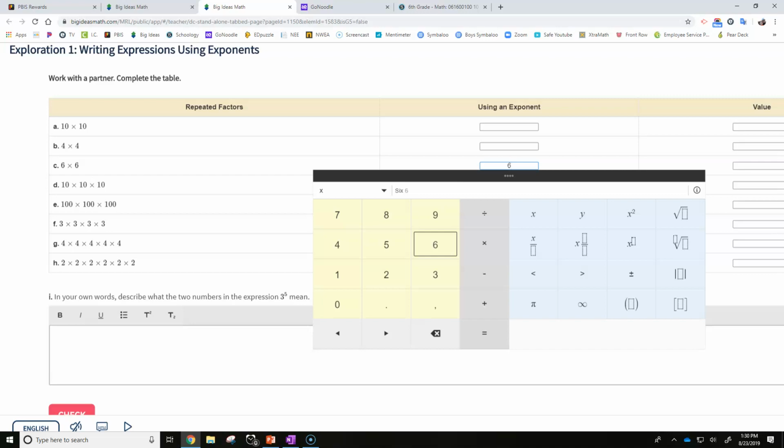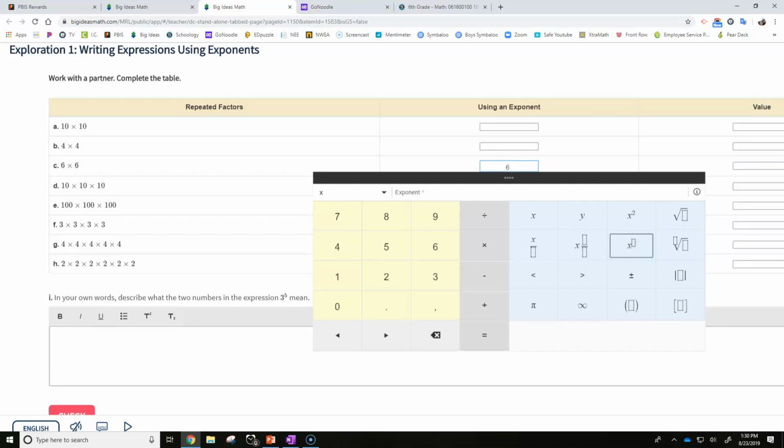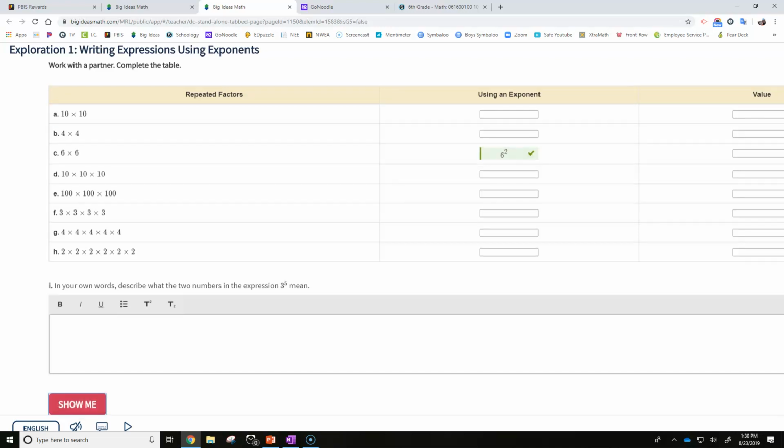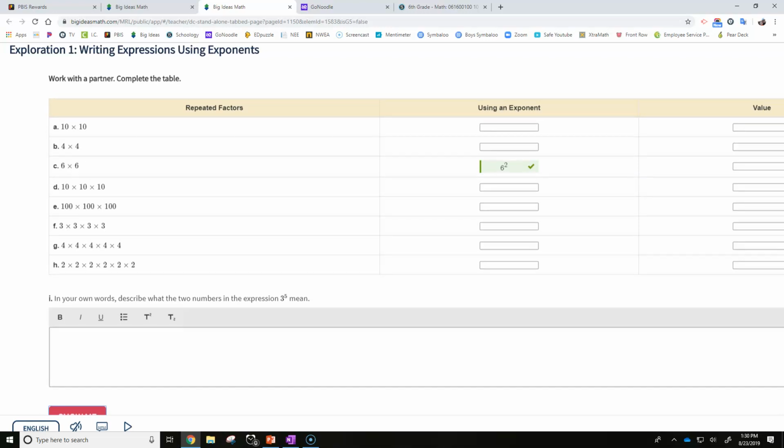I'm going to have the x with a little box on it for the square root. And I'm going to put a 2. I am telling you that 6 times 6 is 6 to the second power. I'm going to check my answer, and I see it is right. Nope, I'm not telling you anything else right now. No questions. Nope. So here's what you're going to do.